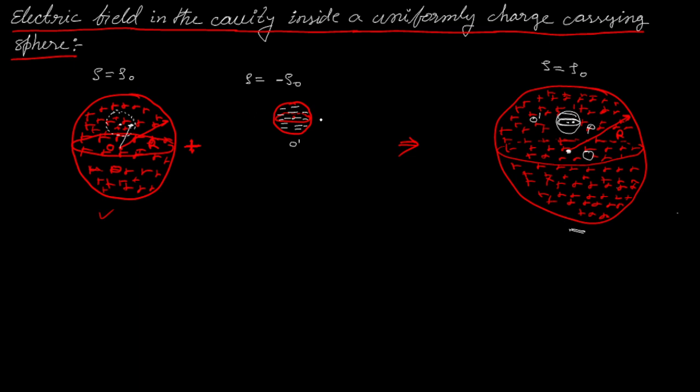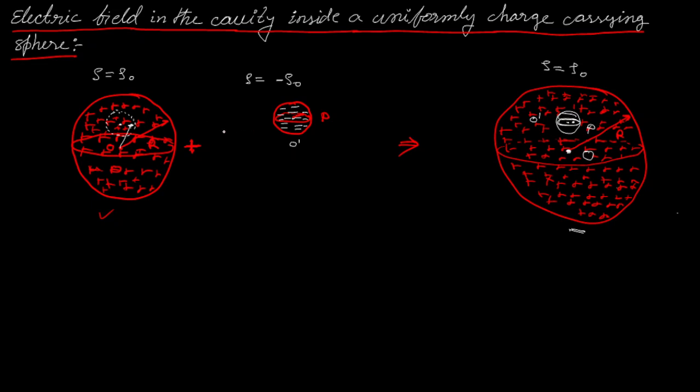And then if we consider only the cavity portion, this is also a spherical charge-carrying sphere, but in this case the charge density is minus rho naught. So again we can calculate what will be the electric field at a point. The center is O prime, and inside we consider a point P. We can calculate what will be the electric field at this point P.